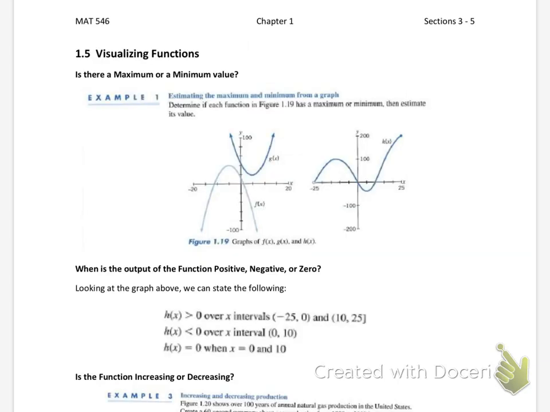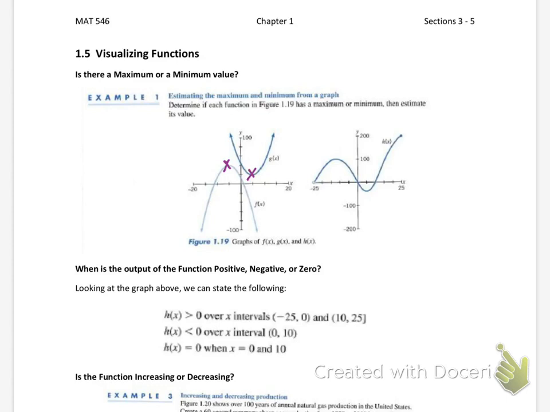Okay, 1-5 is an important section also. So we have these figures, and they want to know, do you have maximums or minimums? So if you look at these graphs, I can tell you that right here at this x would be a max, and that means that the y value of that function is at its highest point there. Here is a min, and that means that the y value there is at its lowest point.